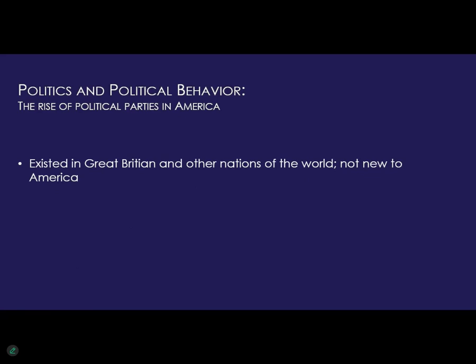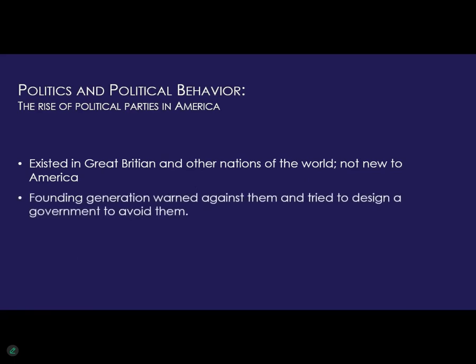Political parties existed in other countries before America was even formed. In England, the two dominant parties were the Tories and the Whigs. There were no political parties in the United States when our nation was first formed. The founders had seen parties in England, the Whigs and the Tories, cause great damage to their old country, and they wanted to avoid that happening in their new country.